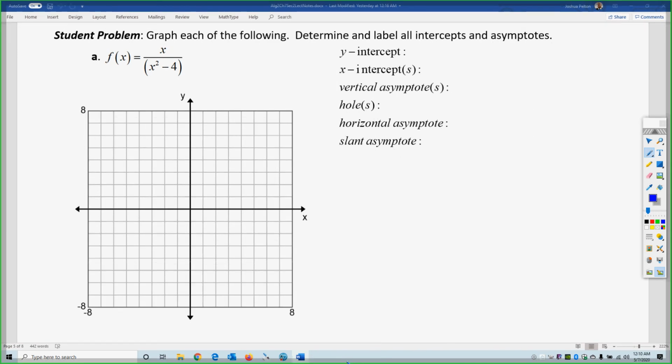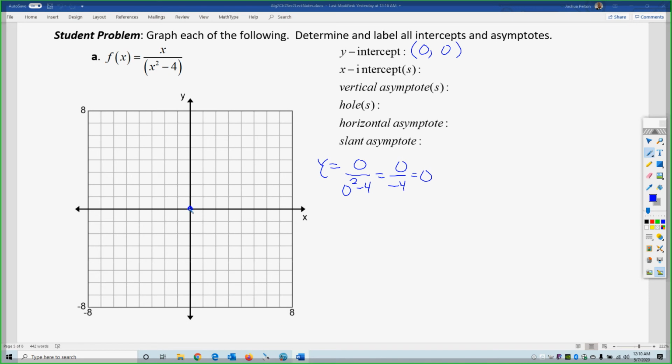Okay, student problem. By definition, if you're a y-intercept, x must be 0. So if we plug that in, we get y equals 0 over 0 squared minus 4, which is 0 over -4, which is just 0. So that is our first point.